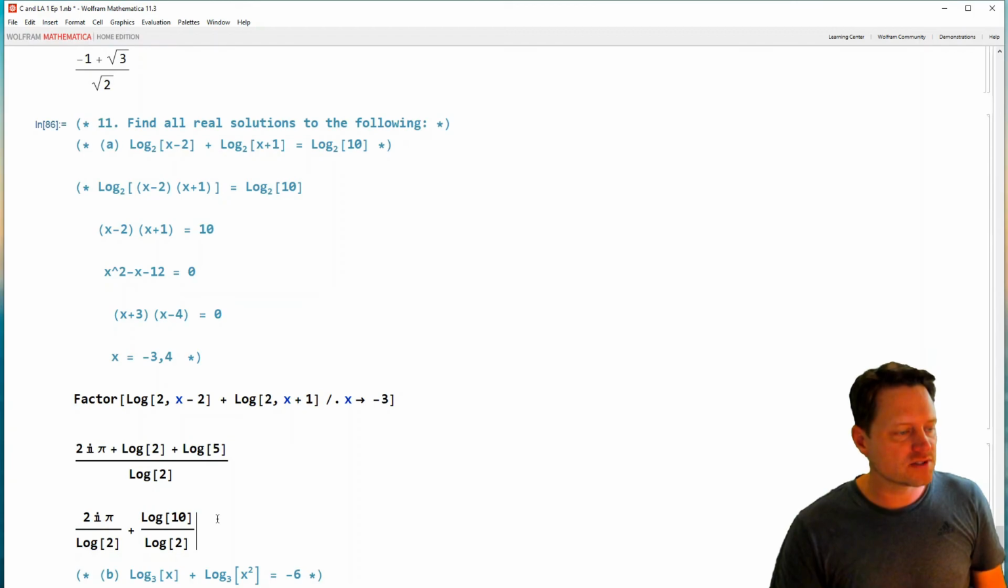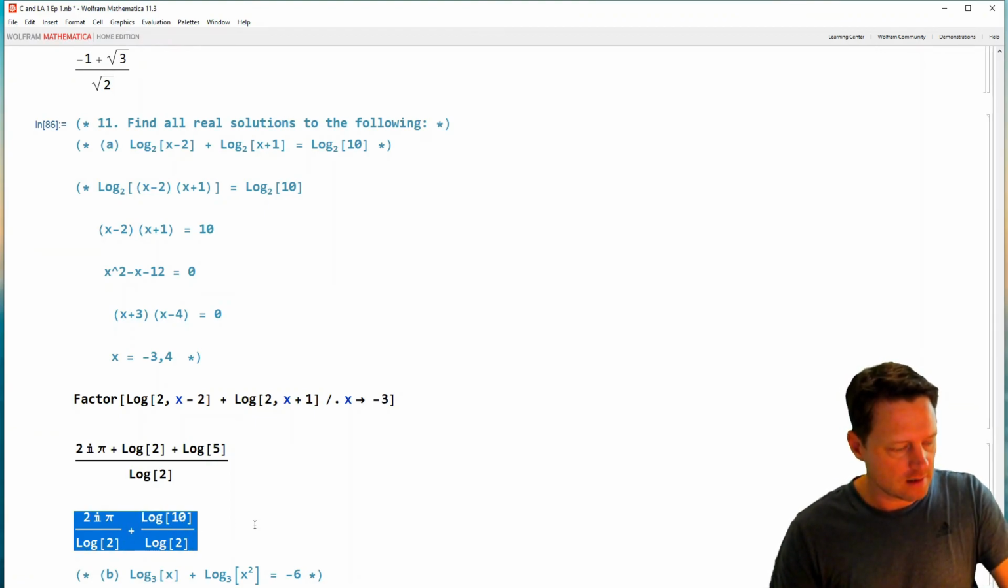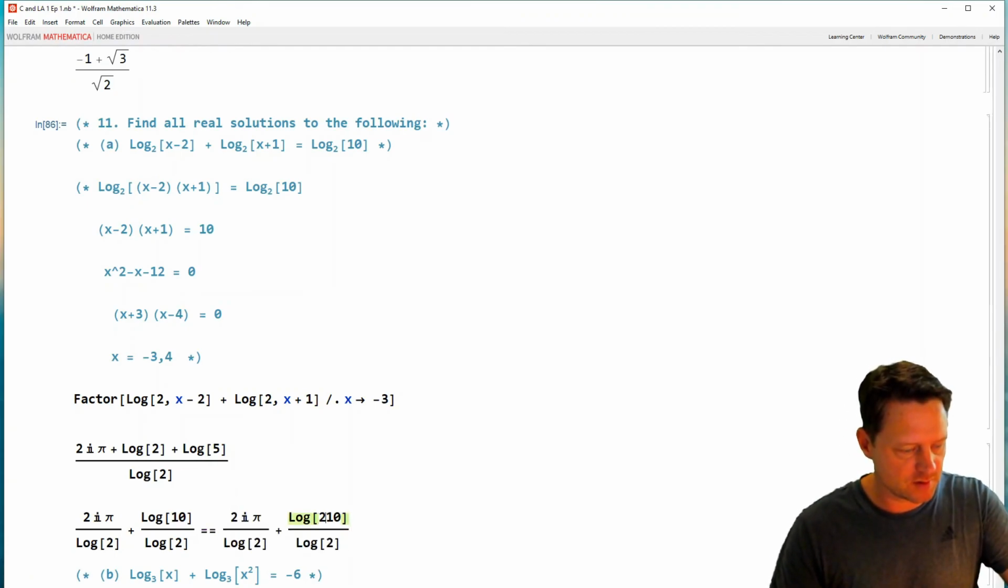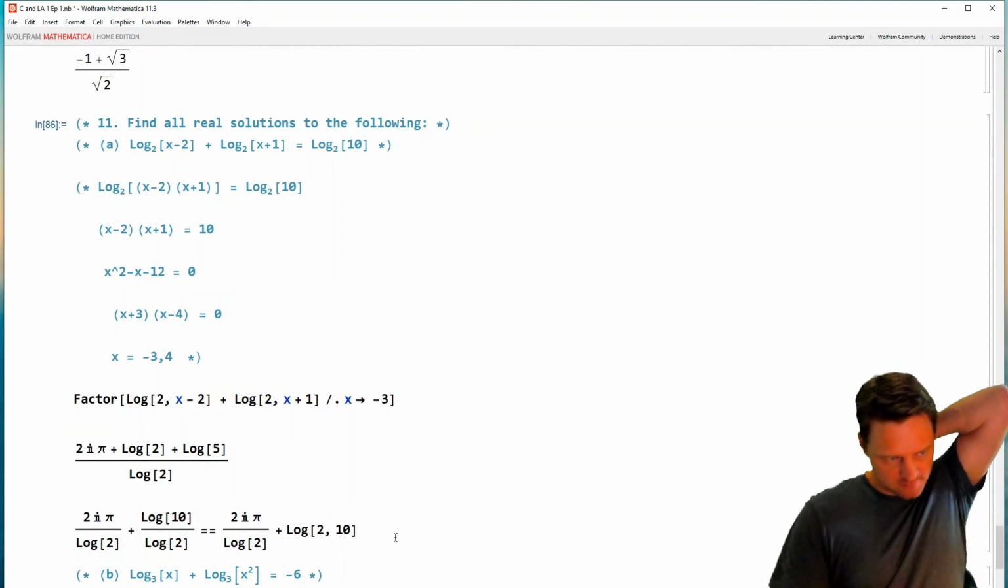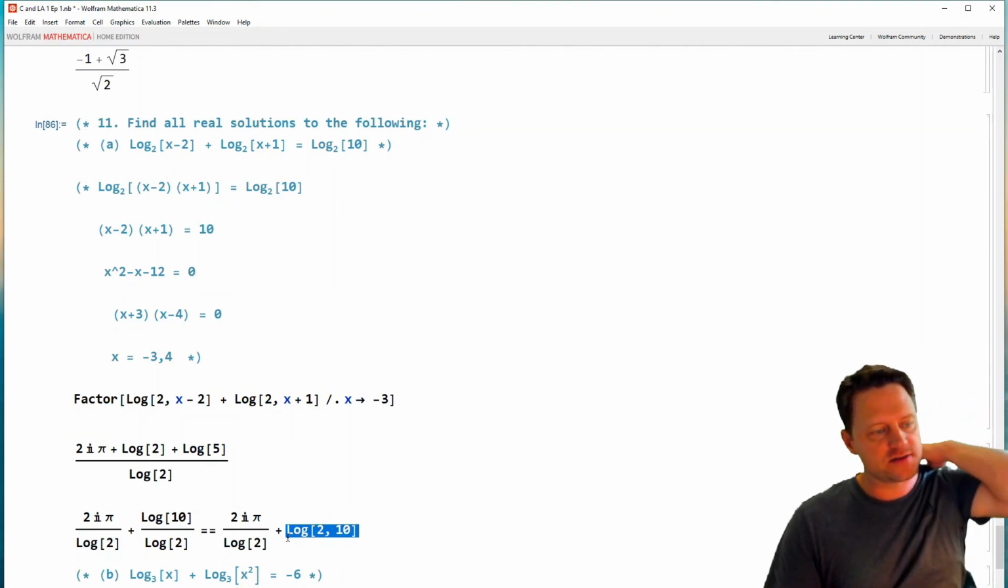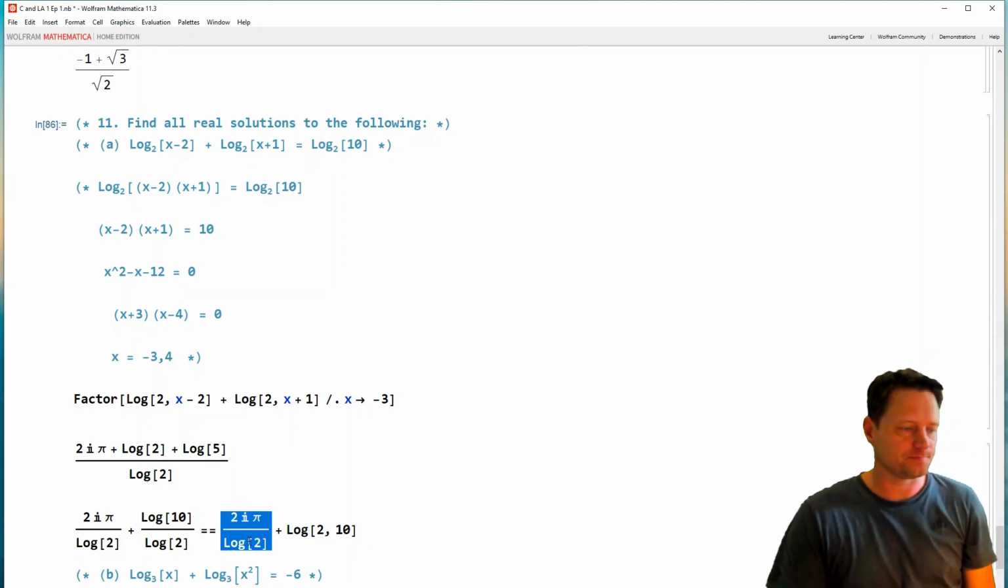All right, but a log rule says that this log to the natural base is actually log to base 2 of 10. So I'll go ahead and copy this, paste it, and I'll just go ahead and put the 2 back in there. So this is what we have here, right? So this part's fine. This is the real part. But what about this?